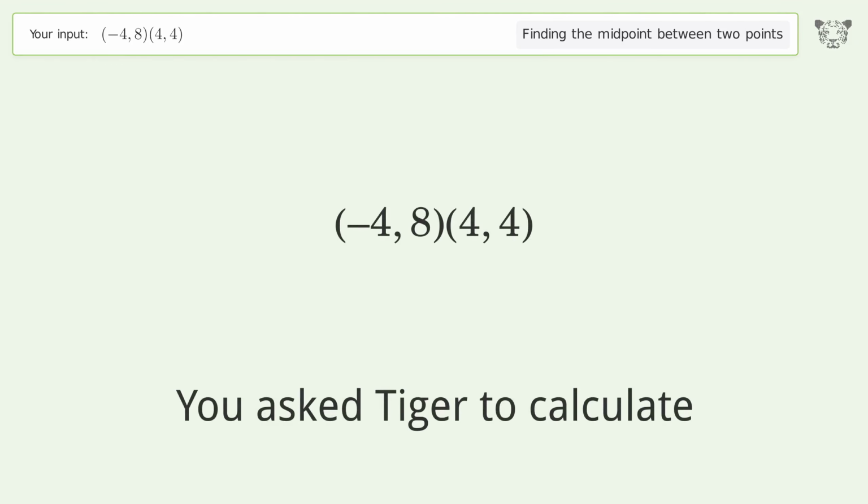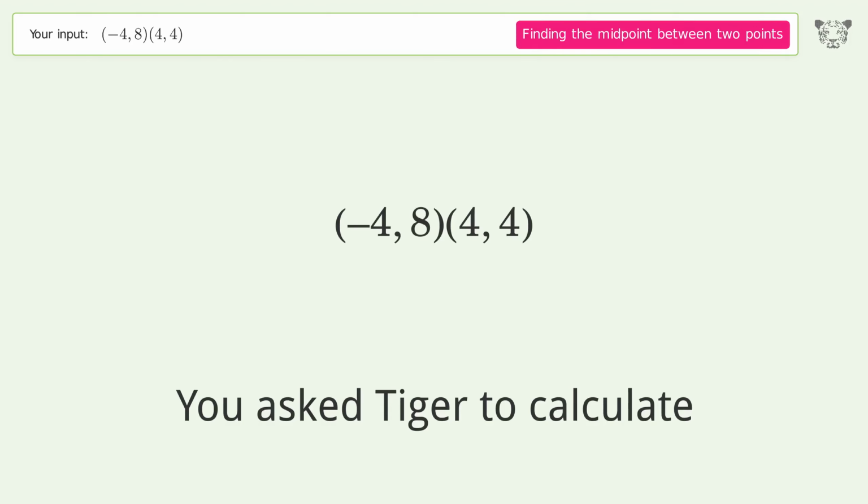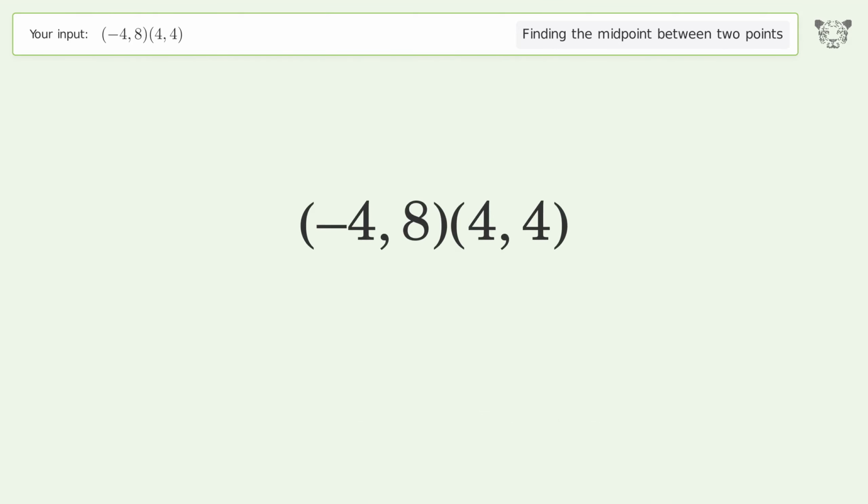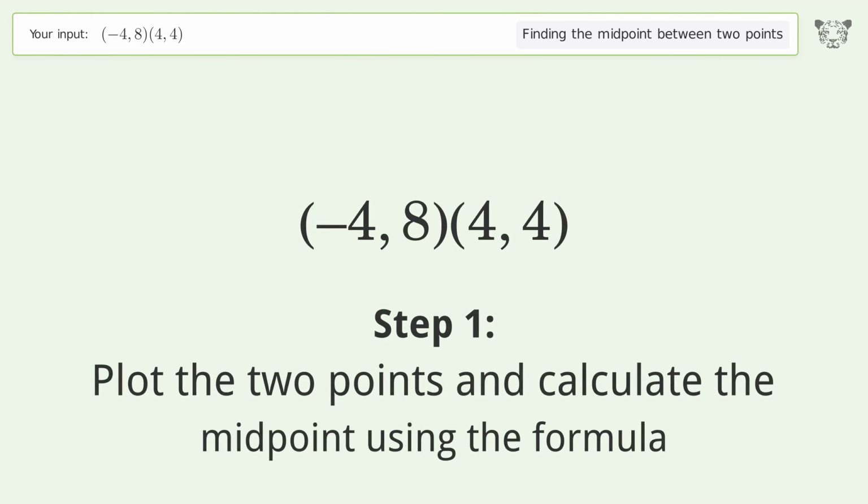You ask Tiger to calculate. This deals with finding the midpoint between 2 points. The midpoint between the 2 points is 0, 6. Let's solve it step by step. Plot the 2 points and calculate the midpoint using the formula.